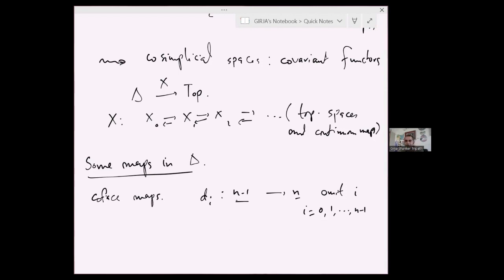So a coface map, in a way, picks up a face. You can pick any of the faces, so it would be the face opposite to that vertex coming from any of these indices that you can use. And then there are the codegeneracy maps. These are si, and they go from n to n minus 1. And this one repeats i. Again, i ranges here.